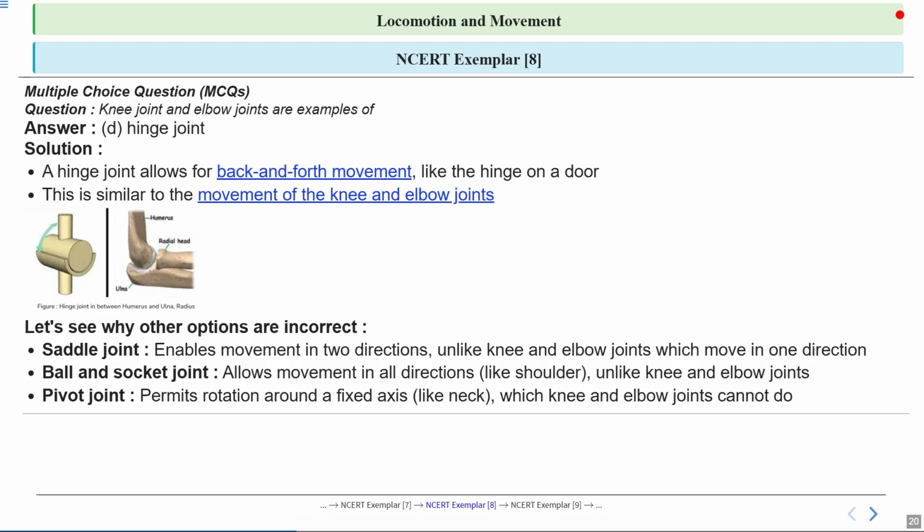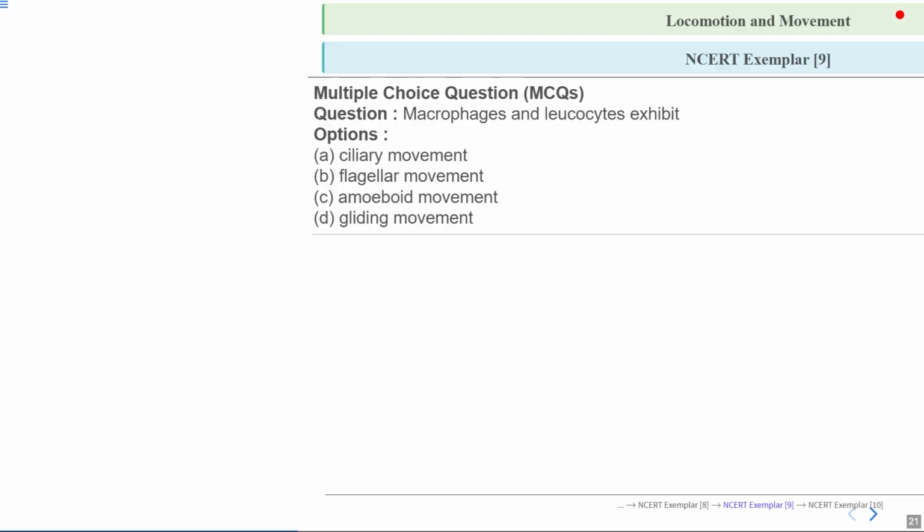Talking about pivot joint, it allows a bone to rotate around a fixed axis like the movement of the neck, where the head turns side to side. So, unlike the knee and elbow joint, which mainly allow bending and straightening, pivot joints enable this rotational movement, which is important for certain head and neck movements.